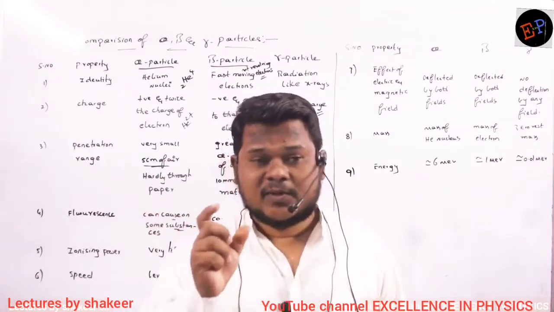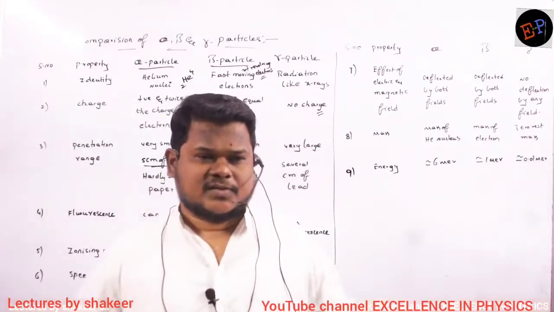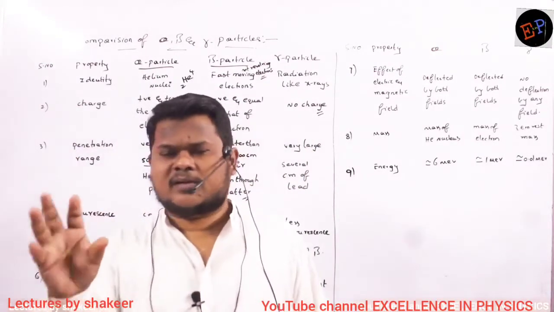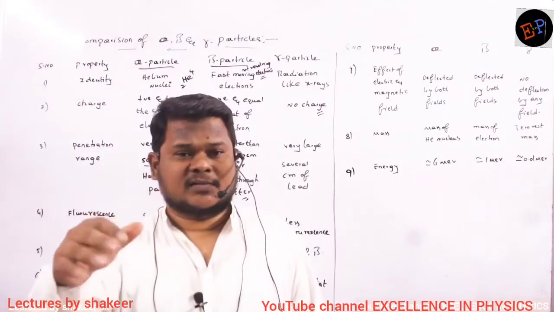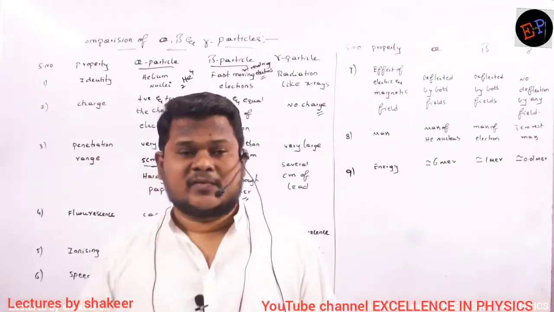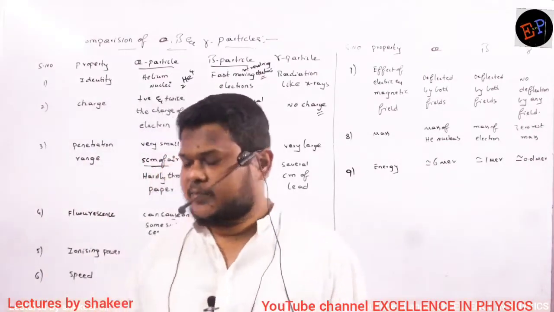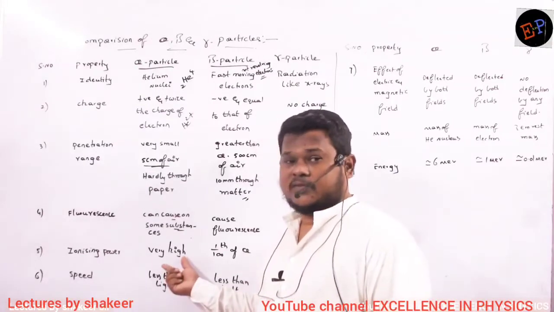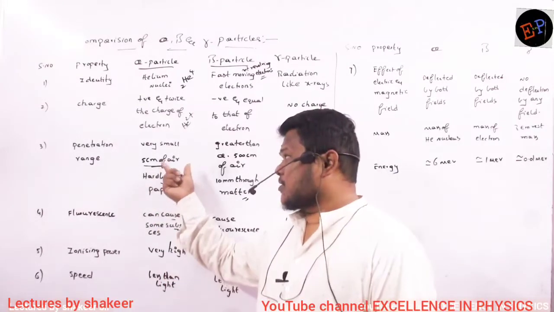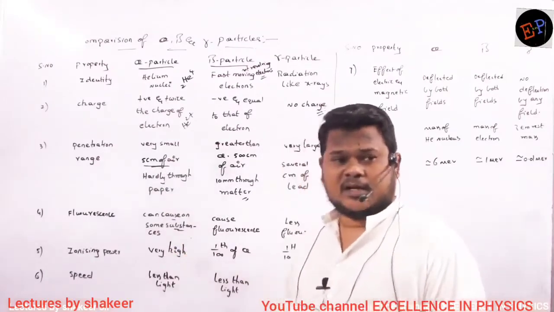That property is called ionizing power. It is a very large particle and it travels comparatively slowly, so whatever atoms it finds in its path, it will dislocate electrons from them. That property is called ionizing power, and the ionizing power of alpha is very large. This is the largest. Penetration power is the least, whereas ionizing power is the highest.